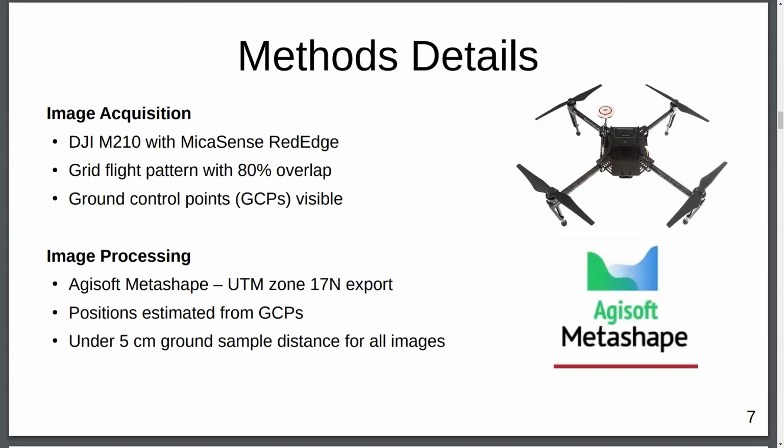So a couple of the details of what we did in the paper. Our image acquisition was done mostly with the DJI M210 with a MicaSense Red Edge camera. We used a grid flight pattern with 80% overlap. Importantly for our work, we had ground control points spread throughout the field that were visible, and I'll talk a lot more about ground control points, or GCPs, in upcoming slides. For image processing, we use Agisoft Metashape, and our UTM zone is 17N, that's where we are in Ontario. So that's how we export all of our images and handle all of our data. We use positions estimated from our ground control points, and in the end, all of our images had under 5 centimeter ground sample distance.